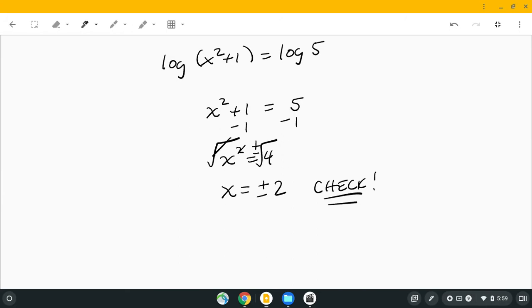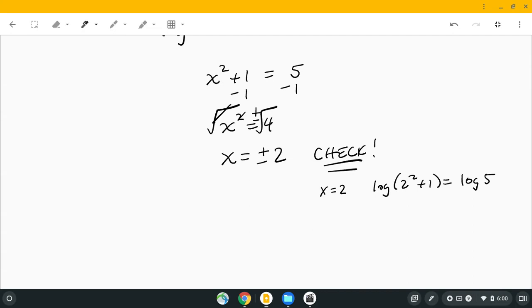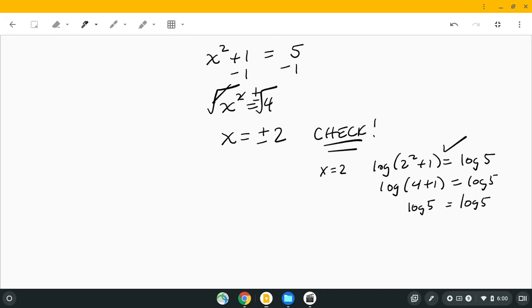Okay, so if I check this, if I plug in positive 2 first, then I get log of 2 squared plus 1 equals log of 5. And we're going to check that it does equal the log of 5. Well, we can already see it. 4 plus 1, and that equals log of 5, right? Log of 5 on this side, log of 5 on that side. All right, so it does check. So x equals 2 is an answer.